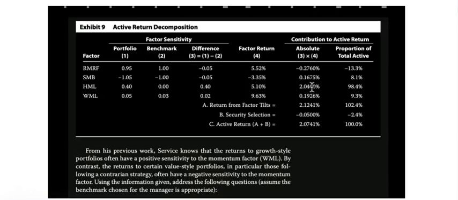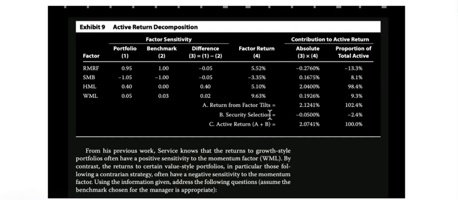Look at this, 2.04 is the big one for high minus low. That basically is almost all of our active return. 98.4% of our active return came from that one decision. Here are the factor returns. Look at this for momentum, 9.63. Had we just leaned into momentum a bit more, we would have done better.